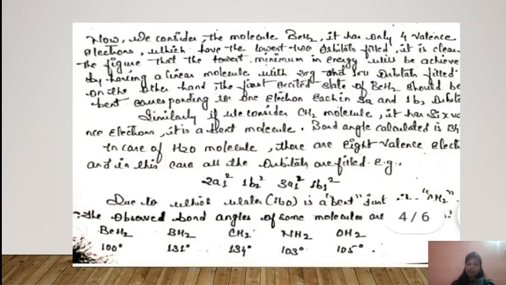In the case of the H2O molecule, how many valence electrons are there? 6 of oxygen and 2 of hydrogen, meaning 8 valence electrons. In this case all the orbitals are filled, that is 2a1 2, 1b2 2, 3a1 2, 1b1 2. You are not understanding here, so see the diagram. 2a1 is the ground state, and the further ones are excited states.